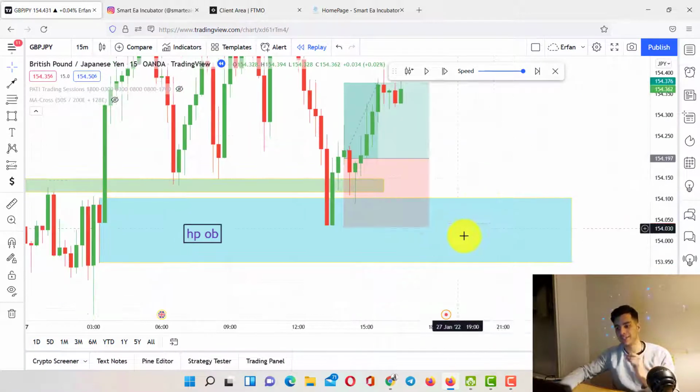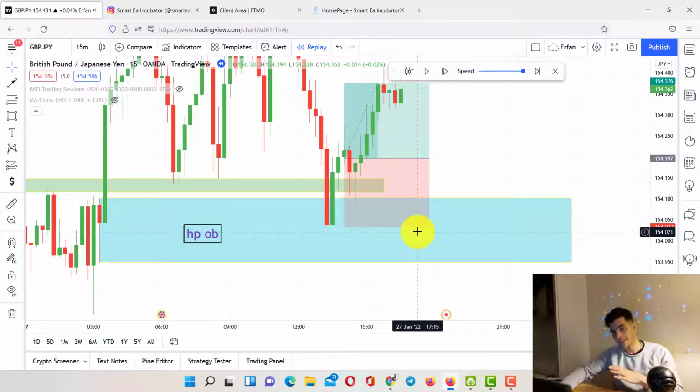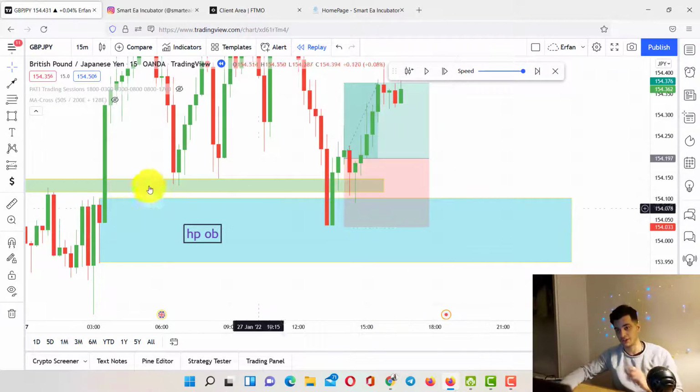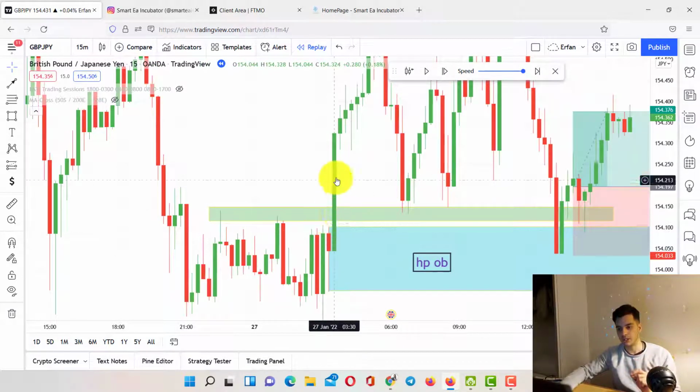So it means that this zone is being respected, which is our high probability order block. Why is it a high probability order block? I'm going to repeat it so you can understand better. Because of this huge gap that happened between the next candle after this bullish engulfing candle and the candle before that. So there should be a gap between this and this zone right here.